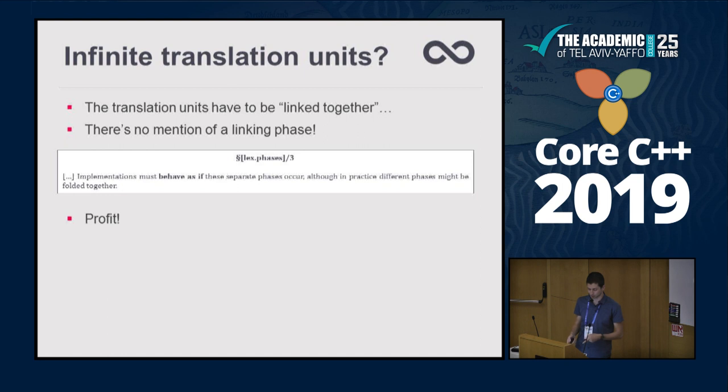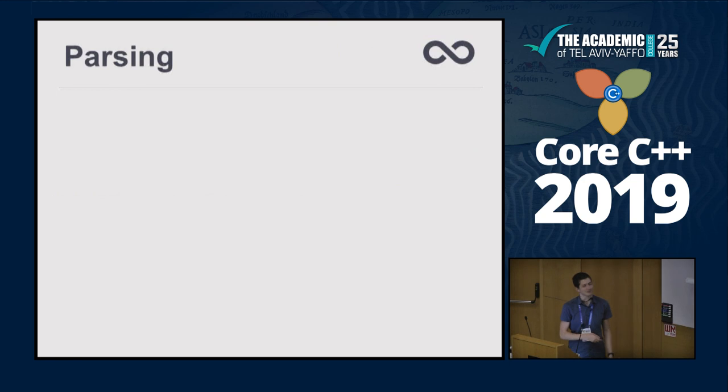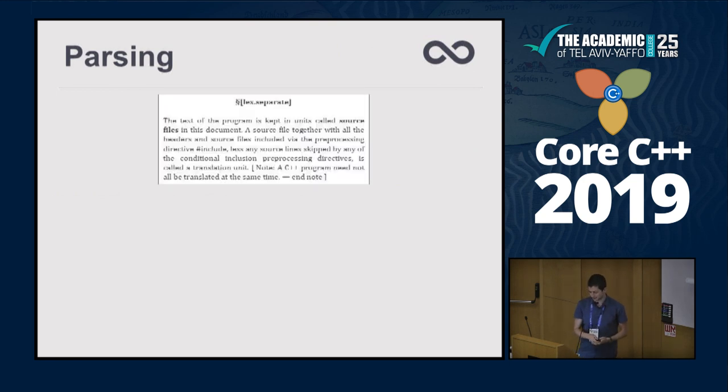From this I conclude that the standard does allow infinite translation units to exist if you find a way to get them linked together. But this is less interesting. What we actually would want is one translation unit with infinite text. That's more interesting, actually. So during parsing, the standard says that the text of your program is kept in source files, okay? So that would probably indicate that the source files themselves are finite, right? Because files are finite things, right?